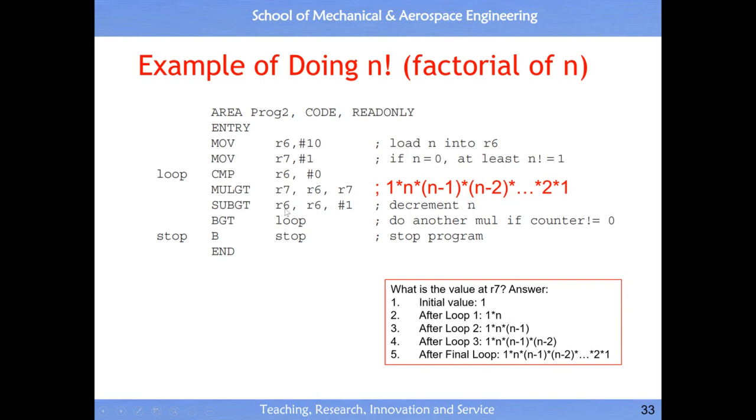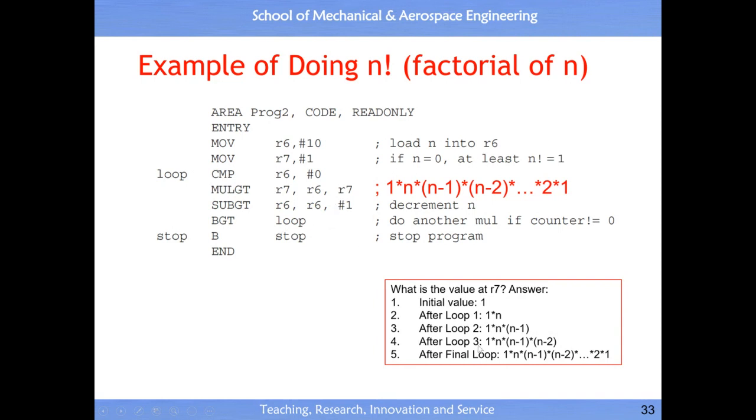Then R6 becomes n minus 1, because you do the decrement, the subtraction by 1, okay? Then you enter the second loop. For the second loop, because R6 is equal to n minus 1, the result in R7 is the initial value, 1 times n, okay? That means this is the output from loop 1 times R6. R6 is n minus 1. Okay, this is after the second loop. Then after the second loop, R6 is equal to what? R6 is equal to n minus 2, because n minus 1 minus 1 becomes n minus 2.